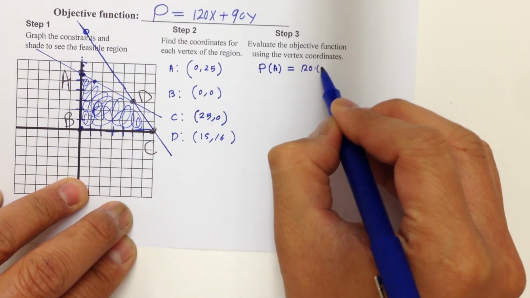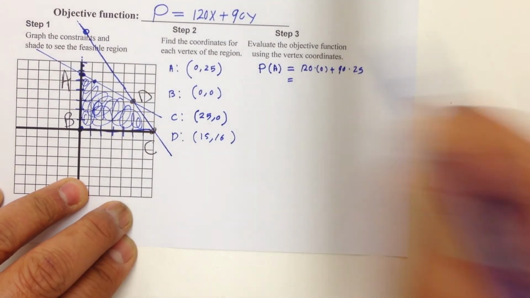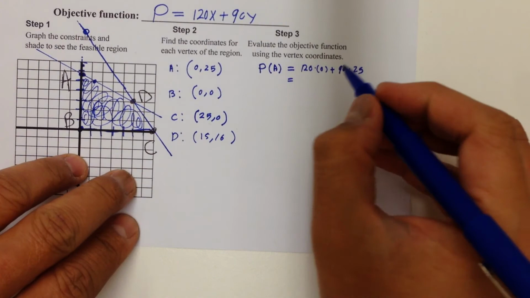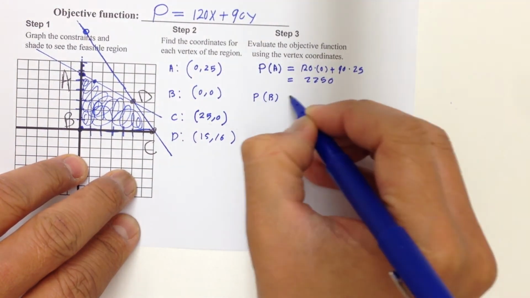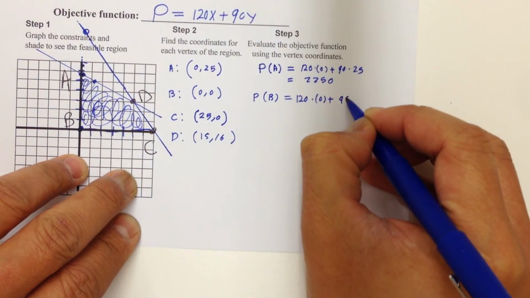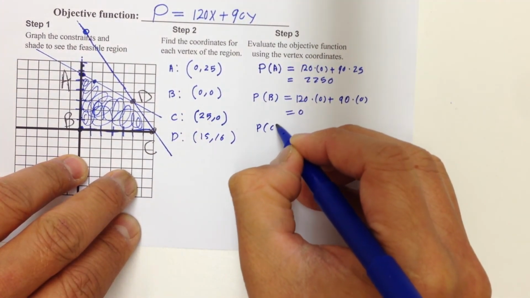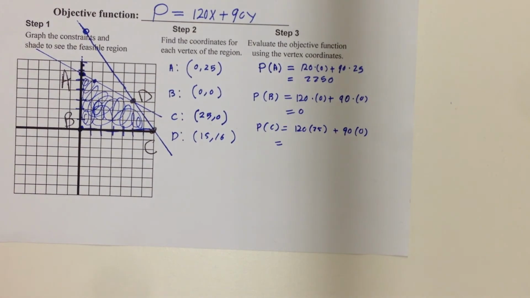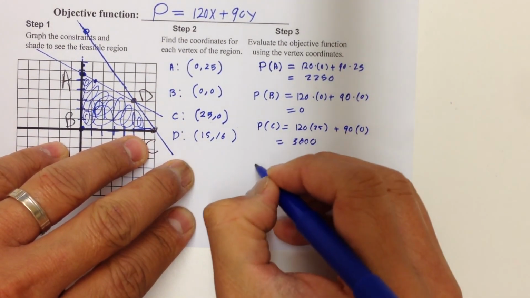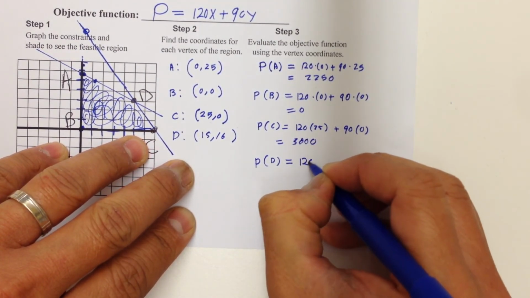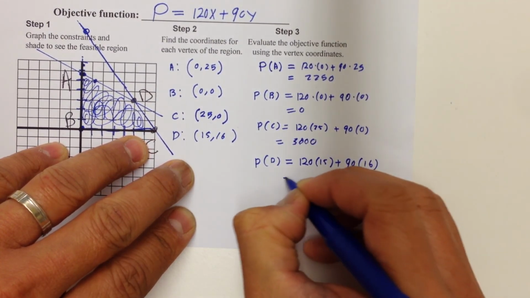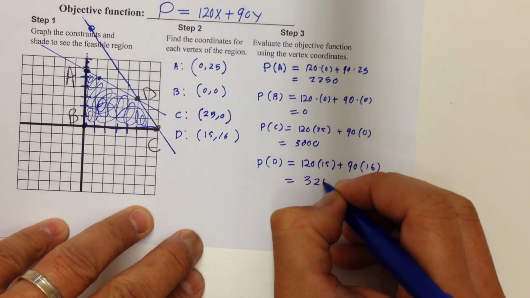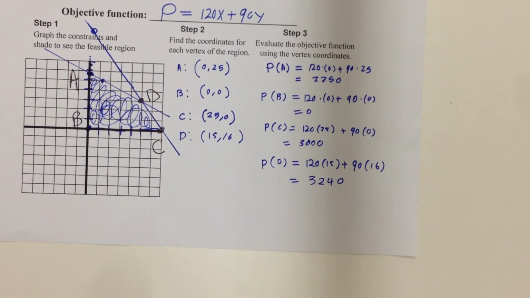So 120 times 0 plus 90 times 25, that comes out to be 2250. Okay. P of B, 120 times 0 plus 90 times 0, and clearly that's going to equal 0. P of C, 120 times 25 plus 90 times 0. So 120 times 25 is 3000. And then P of D, which is 120 times 15 plus 90 times 16. That is going to give us 3,240.